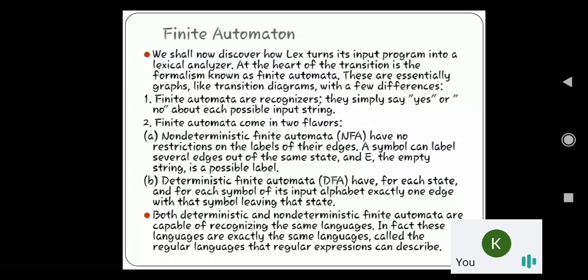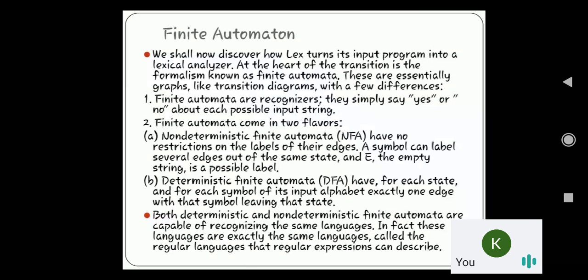So these are some essential graphs, and we call these graphs transition diagrams. We have a few differences here. The first thing is that a finite automaton acts like a recognizer, and it simply tells yes or no. If the input string is present, it gives the result as yes. If the input string is absent, it gives the result as no.